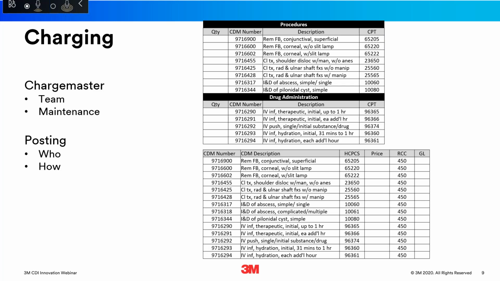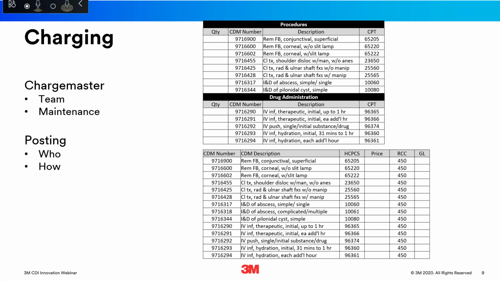Every CDM number, every charge description, the CPT code, everything matches 100% between your CDM and your charge ticket that you're using. As you can see in our example here, the CDM is on the bottom. It has the CPT code 10061. The box on the top is the actual charge ticket example. There is no 10061 code on the charge ticket.